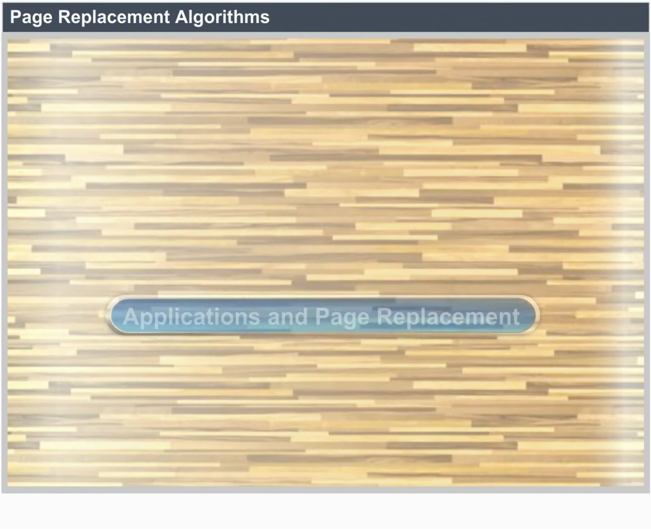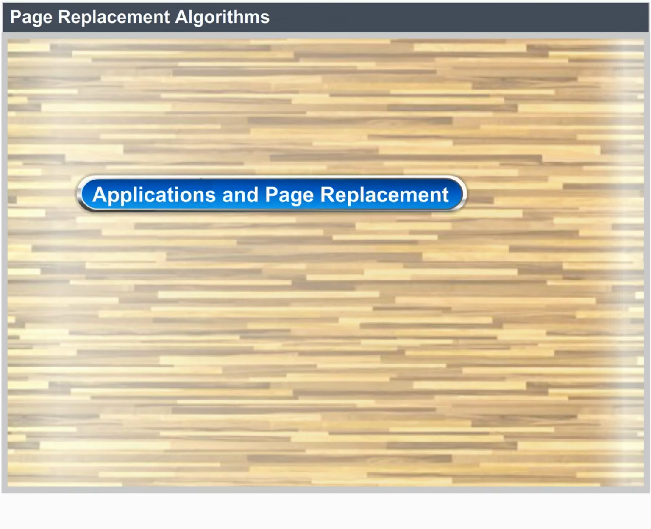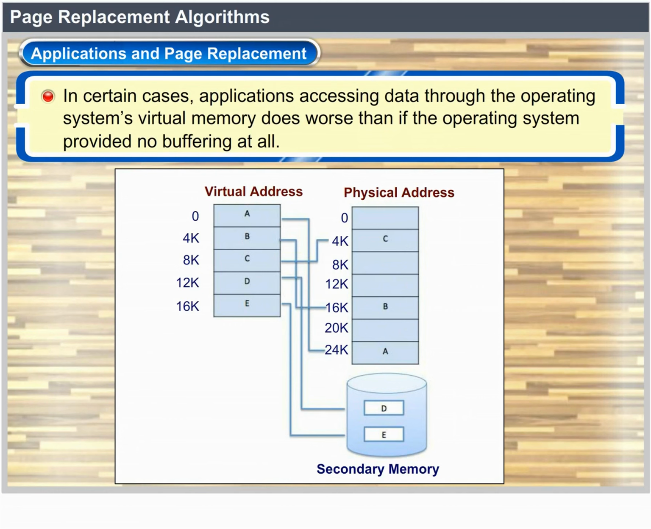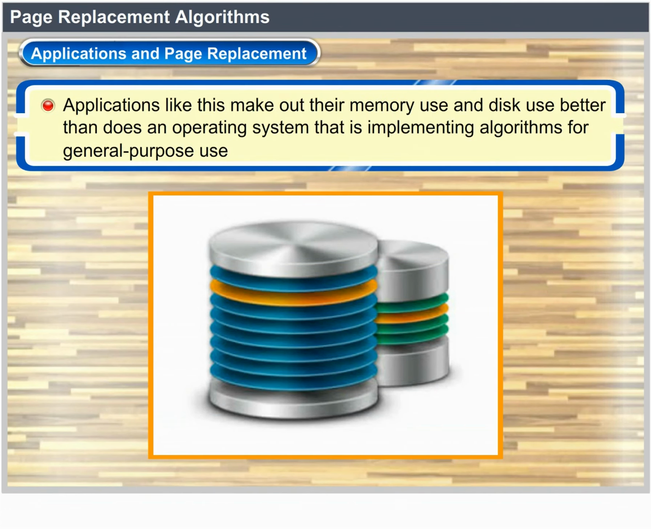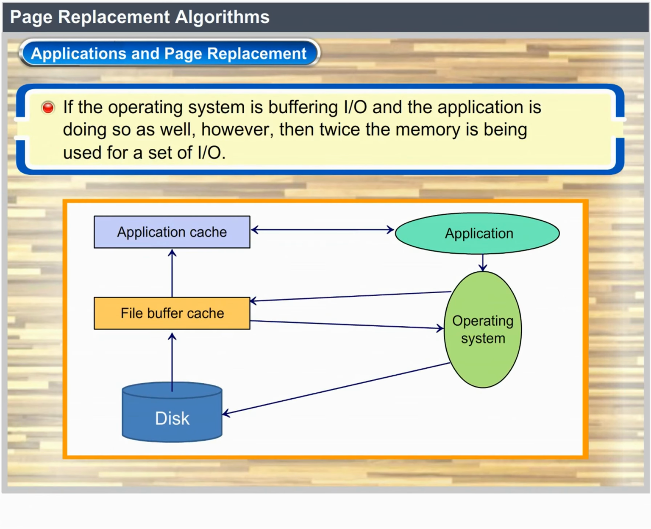Applications and page replacement. In certain cases, applications accessing data through the operating system's virtual memory perform worse than if the operating system provided no buffering at all. A typical example is a database which provides its own memory management and input-output buffering. Applications like this understand their memory use and disk use better than does an operating system that is implementing algorithms for general-purpose use. If the operating system is buffering input-output and the application is doing so as well, however, then twice the memory is being used for a set of input-output.